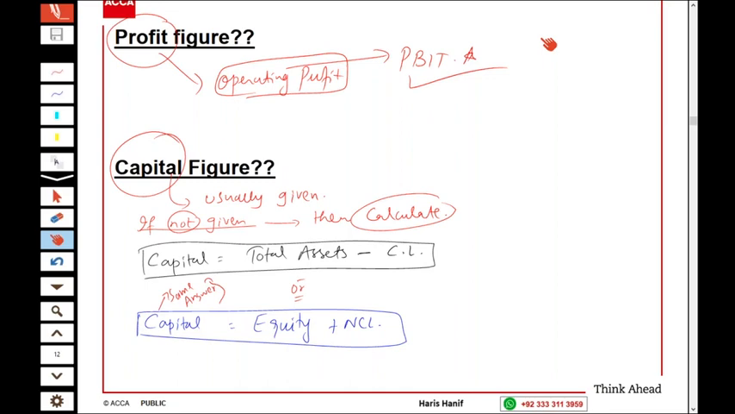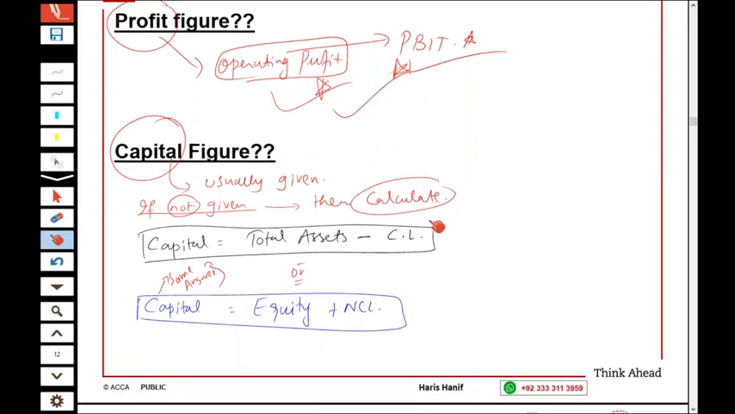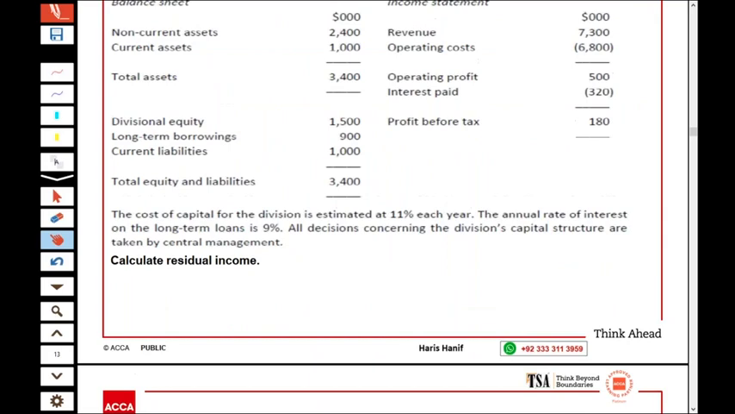Total assets minus current liability. Okay, now there's a PBIT, operating profit. PBIT means the same, operating profit. Now I'm going for the next question, and the next question is very interesting.